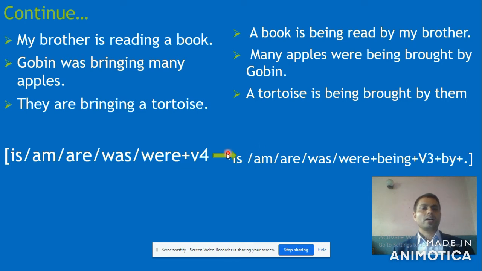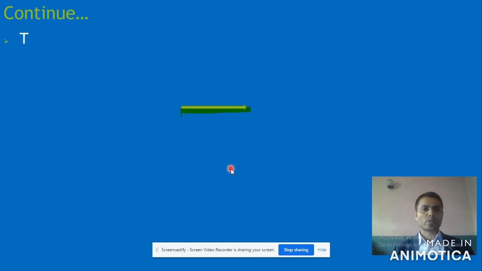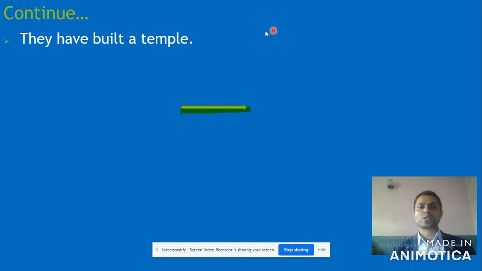So now we have to go to the next category, the perfect category, present perfect or past perfect. If the sentences are under this category, look at this example: they have built a temple, an active sentence. Now change into passive. A temple, that object becomes the subject, singular, so it has been built by them.